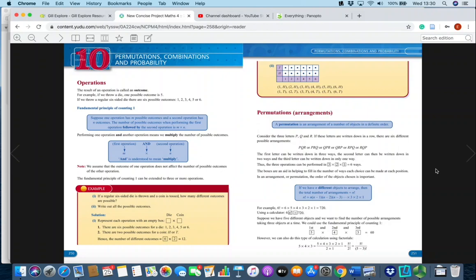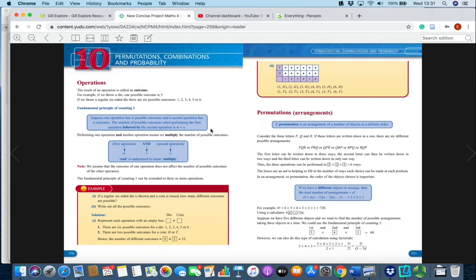So this recording I'm going to do permutations and combinations, so some of the probability chapter. So let's start with the theory. When you do an event, or when you do an operation, the result of that is what we call an outcome. So in other words, if you throw a dice, one possible outcome is the number 5. Another possible outcome is the number 6. If you flip a two-sided coin, there are only 2 possible outcomes, heads or tails.